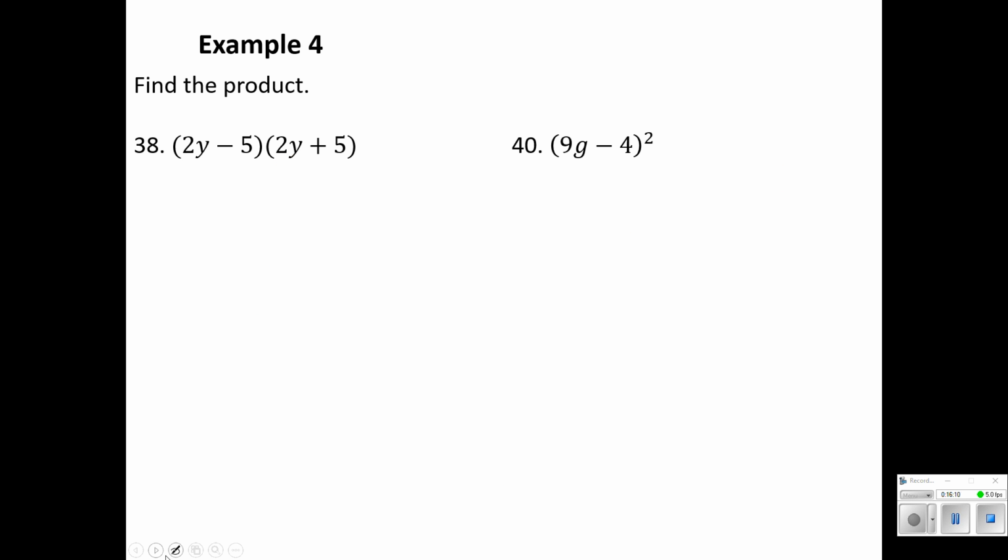All right, example 4, here we're finding the product again. All right, well, this first one, number 38, nice FOIL candidate there. First times first, 4y squared. Outside will be positive 10y. Inside negative 10y. Hey, those like terms will cancel. Last times last, negative 25. Now, I could have run through the whole FOIL method there, but hopefully we're picking up on some patterns. If we have the same factor, one with a negative, one with a positive, we're basically undoing a difference of squares factoring problem.